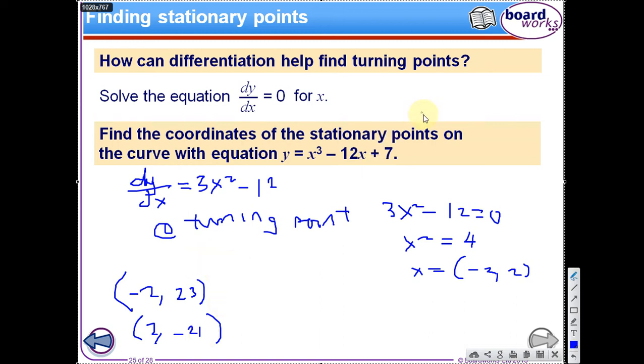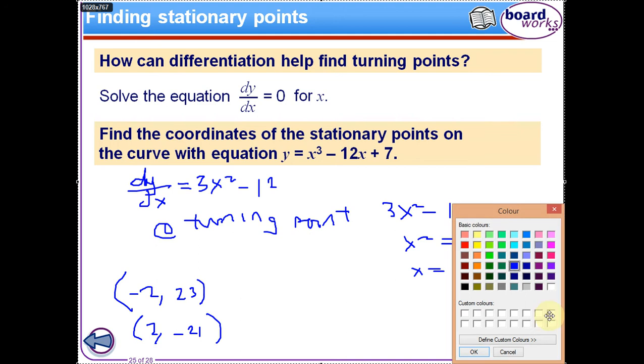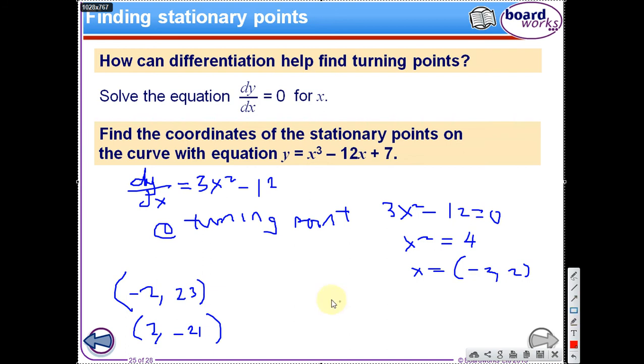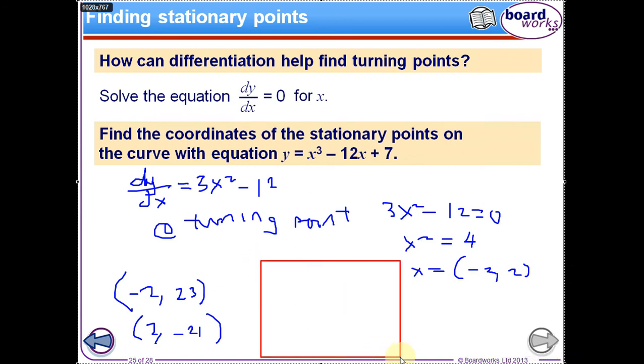Is it maximum, minimum, or inflection? How do you get to know that? To determine the nature of stationary point, I'm not going to write that, guys, because of our time. What you do is differentiate the function the second time.